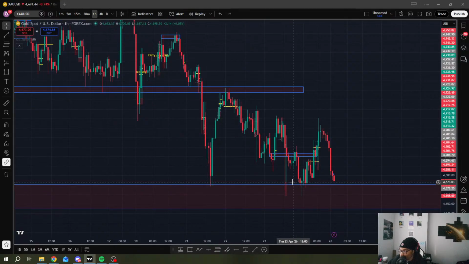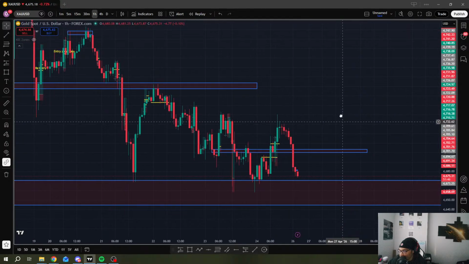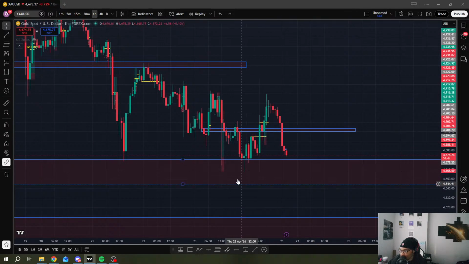Tapping into this range, still tapping into this range. We need to tap into this range to see anything.